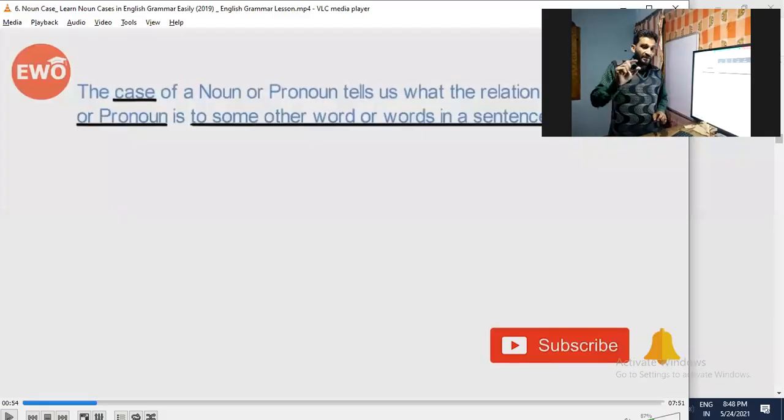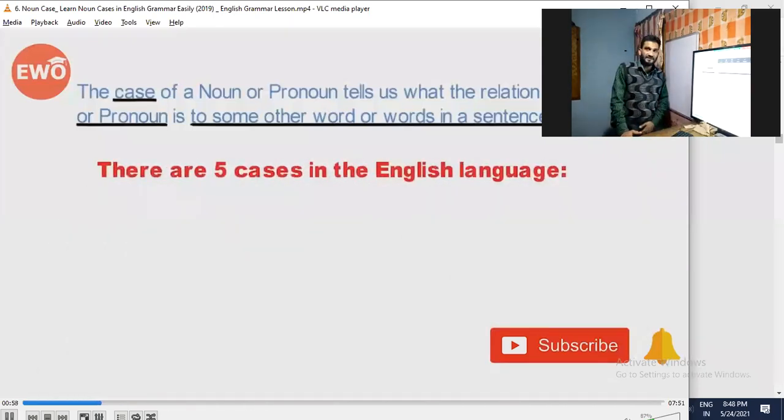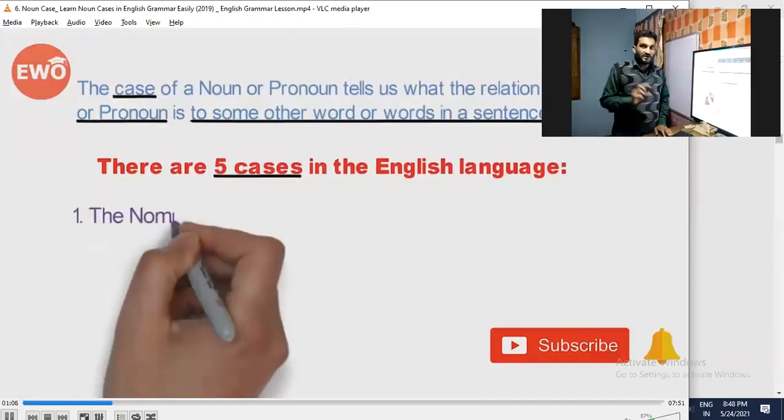The other words of the sentence give us the action. What sort of action is he doing? He plays, so that means Rashid is playing. So there are 5 cases in the English language. How many cases? We have 5 cases in the English language. And what are those 5 cases? Those 5 cases are very important for you.